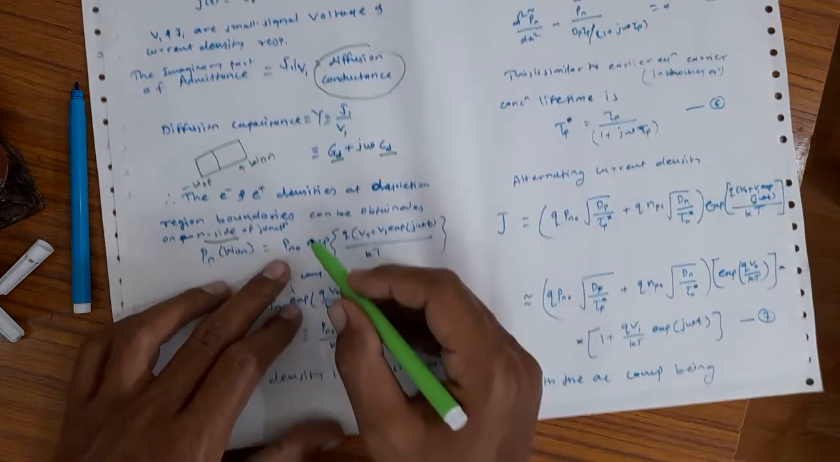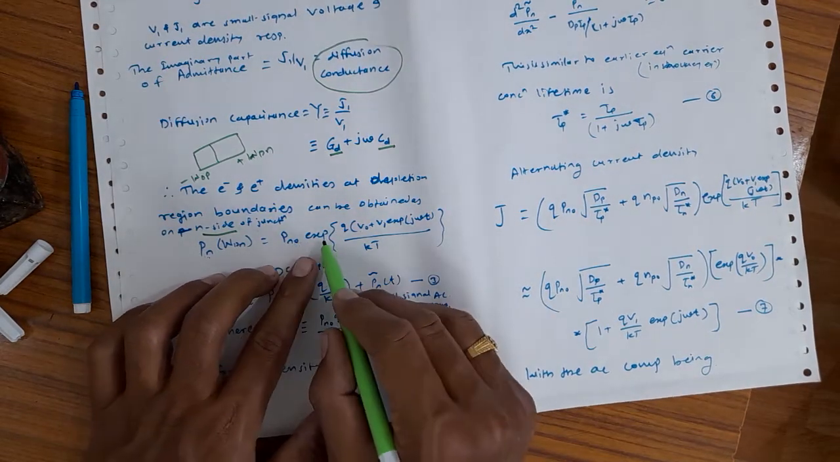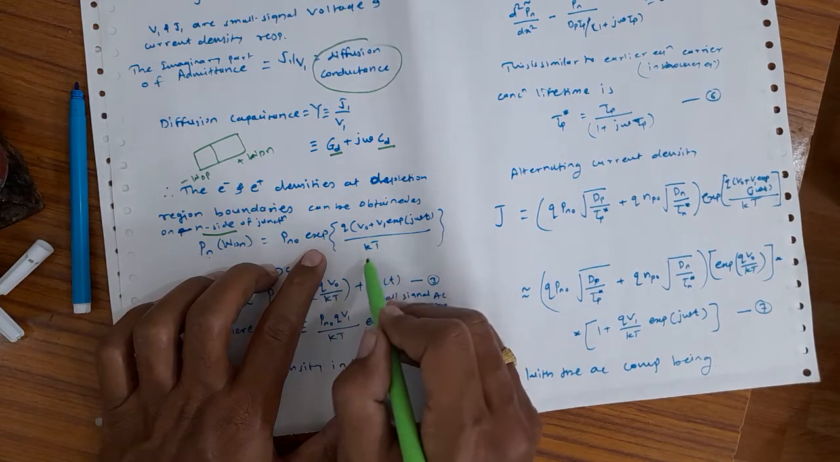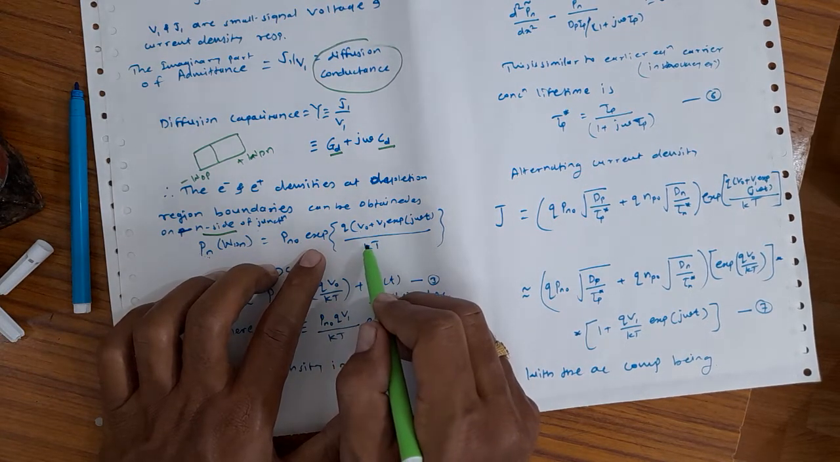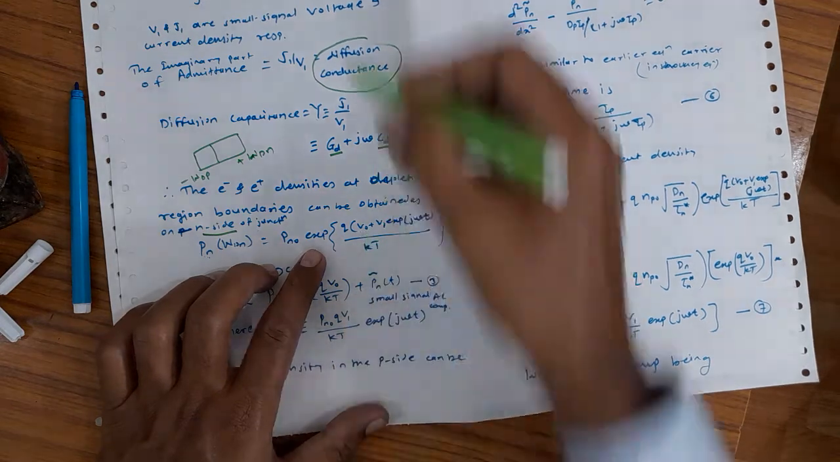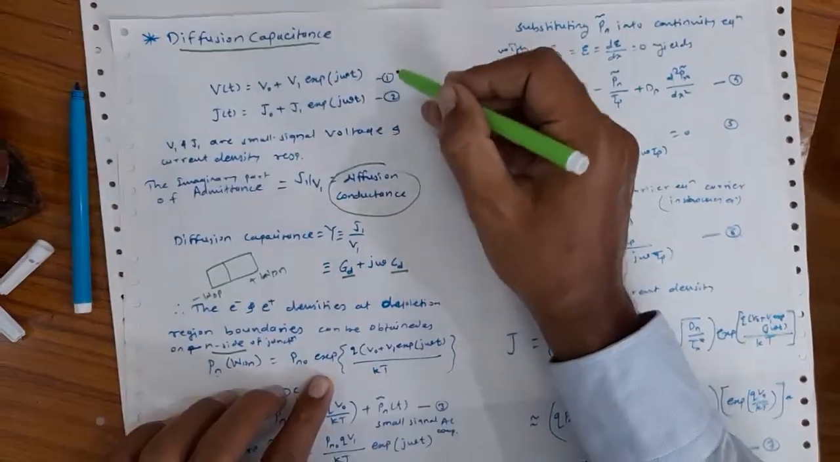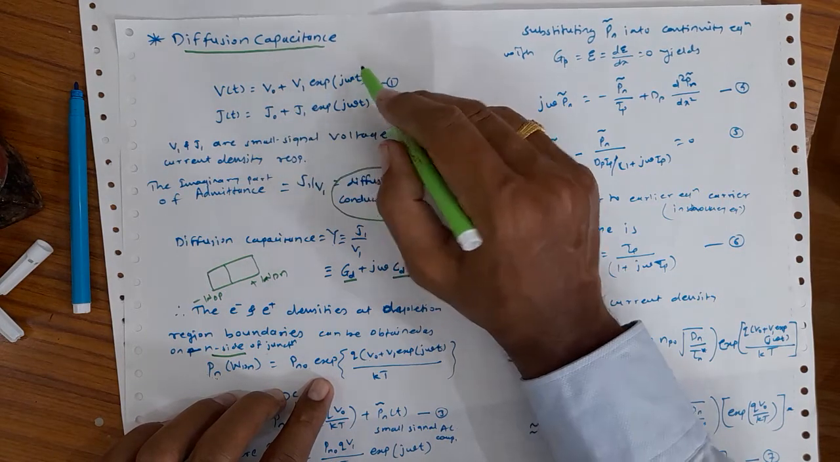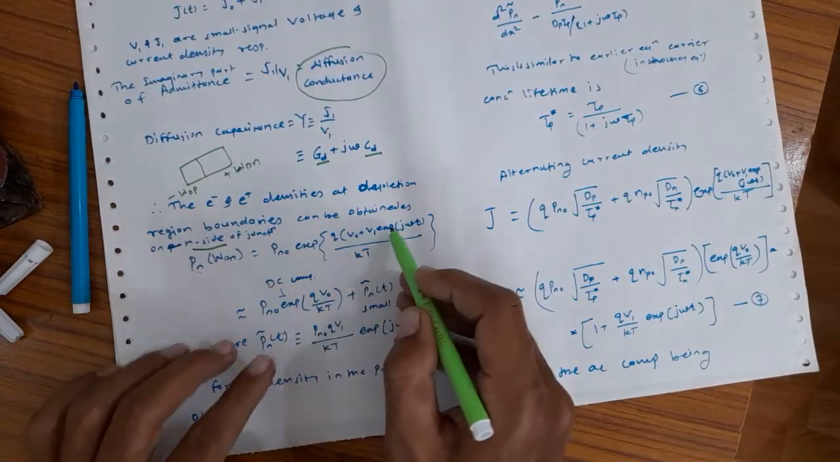The subscript 0 stands for the equilibrium value in the exponential. Here, instead of phi, q phi by kT is what we have seen in earlier cases, but now phi is replaced with whatever potential we have applied, that is the real DC part as well as the AC part. So we have just replaced that phi.